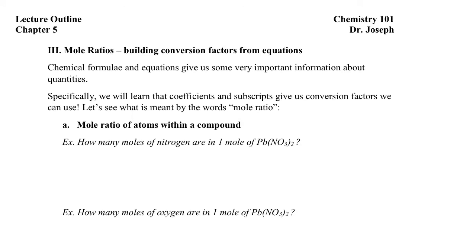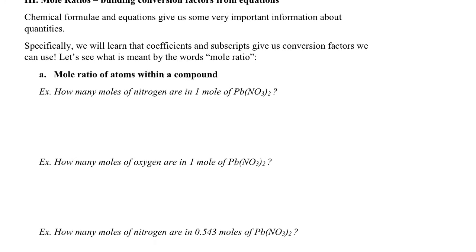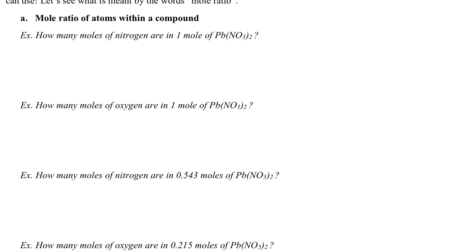Here in part 3, we're going to learn another aspect of quantities in chemistry. Specifically, we're going to be learning about mole ratios. What I mean by that is we're going to learn how to build conversion factors from chemical reaction equations. Before we learn how this works with reaction equations, let's start somewhere a little simpler. Let's start by looking at the conversion factors that we can build from a simple chemical formula.